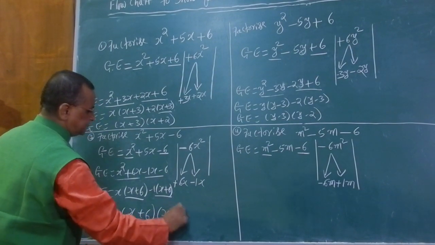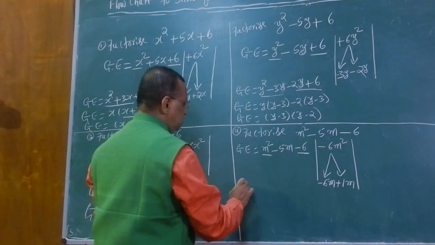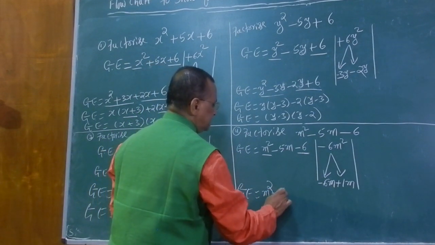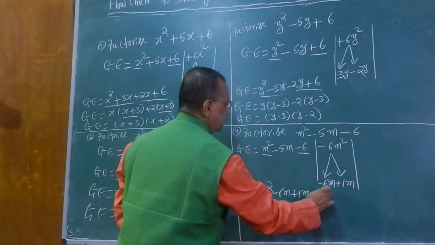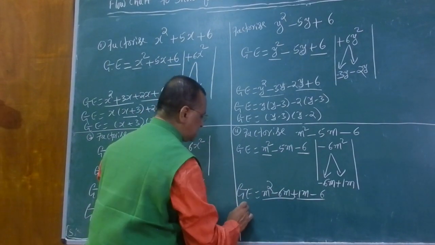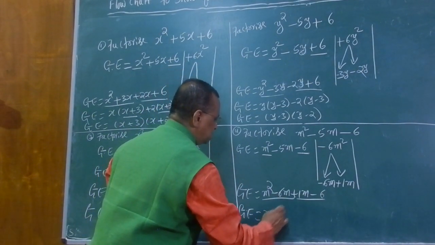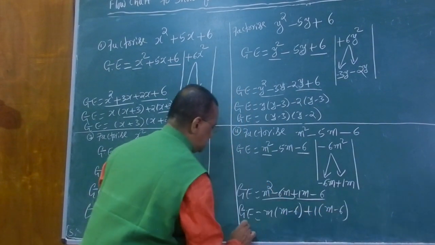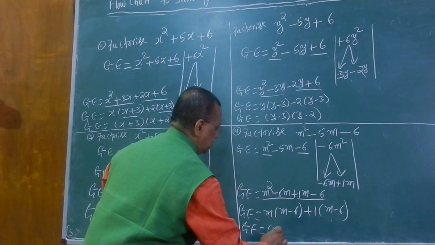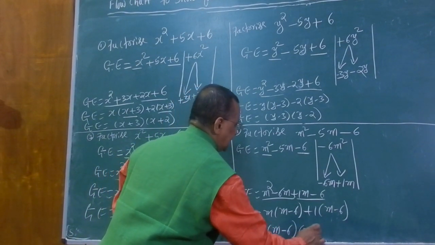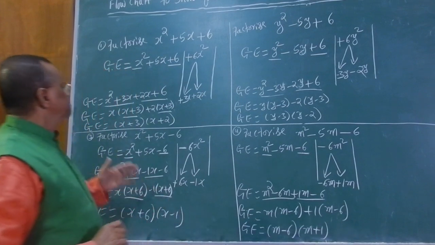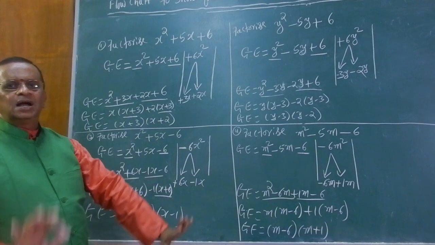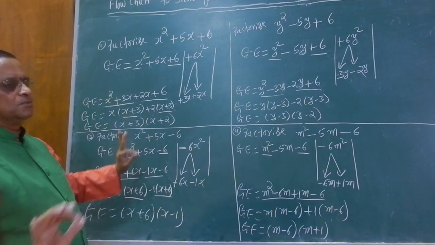get x minus 1. And in the last example, keep the first term as it is, m square, and split minus 6m plus 1m minus 6. Underline first 2 terms and last 2 terms, take out m here, we get m minus 6, take out plus 1, it is m minus 6 here, take out m minus 6, you will get m minus 6 and m plus 1. Therefore, these are the only 4 cases we come across while factorization of quadratic expression.